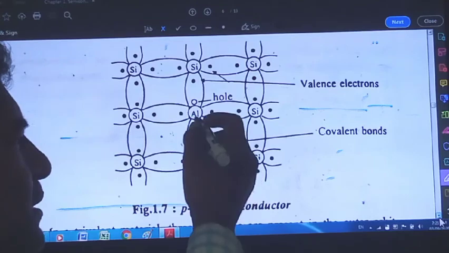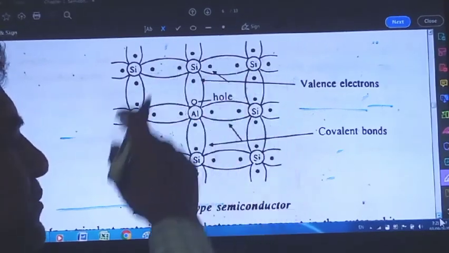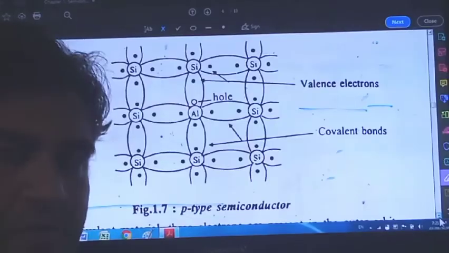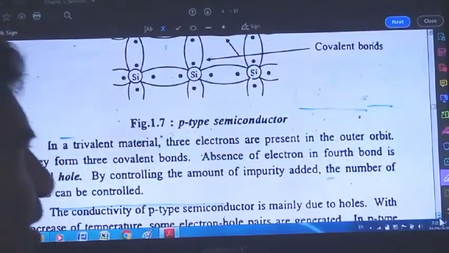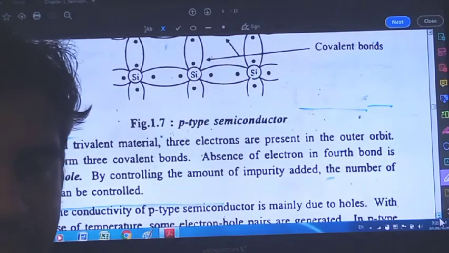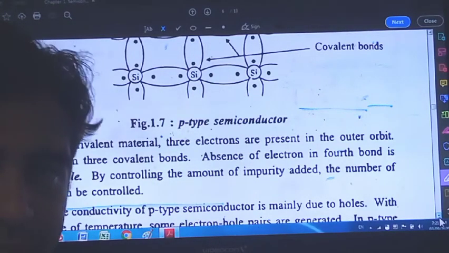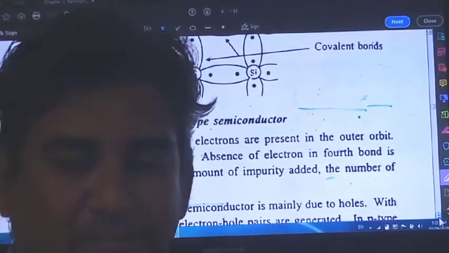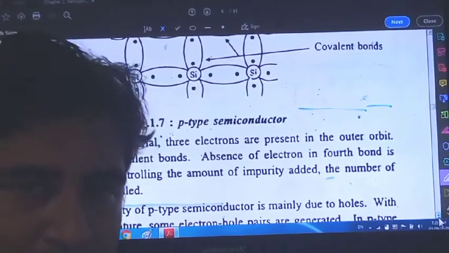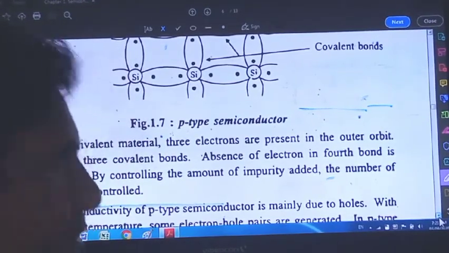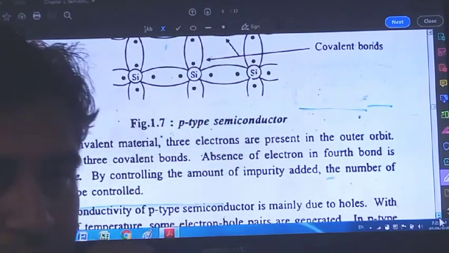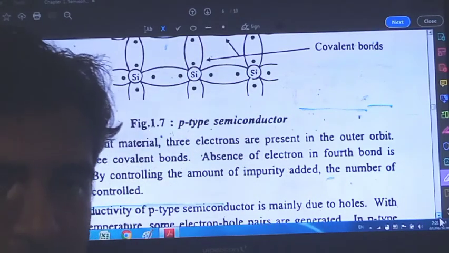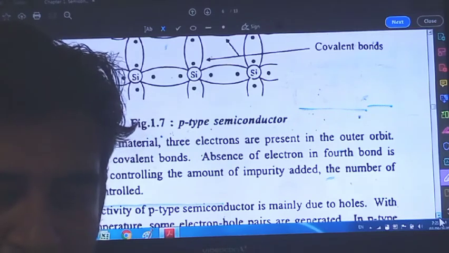The covalent bonds get connected with this one and with this one. The whole system is the same for the p-type semiconductor and also the n-type semiconductor. If you are adding that particular impurity, then only the name in the middle will change, that is Al, or for the rest, a pentavalent or the next impurity. In a trivalent material, the 3 electrons are present in the outer orbit. They form 3 covalent bonds. As discussed here, for the aluminum, the 3 covalent bonds will be formed, and the one remains.